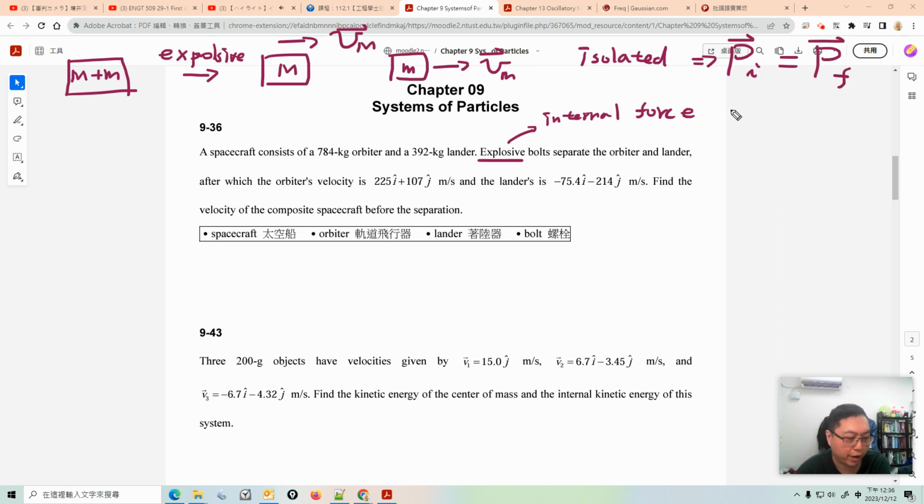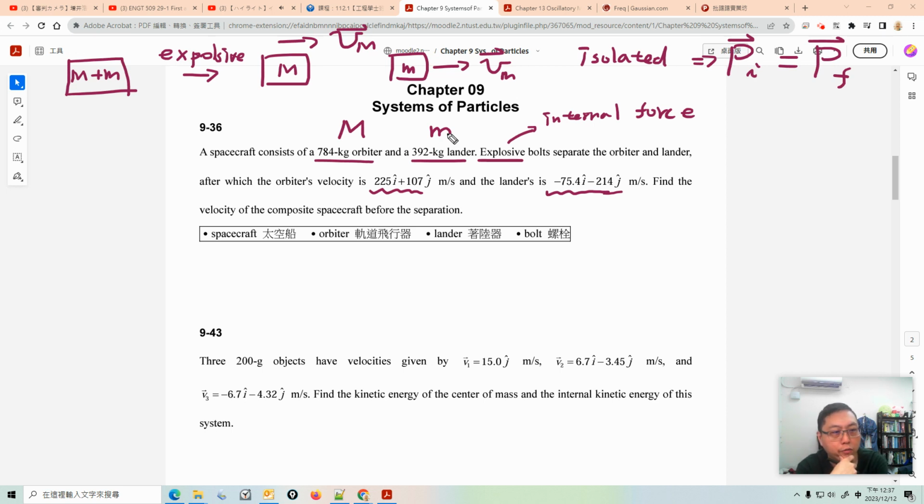Momentum is a vector, and right now this problem looks like a 2D problem. It gives you the velocity vectors and it's only two dimensions. I just want to simplify the problem so it's only two-dimensional. We treat the orbiter, which has the bigger mass, as capital M, and the lander, the small mass, as small m.